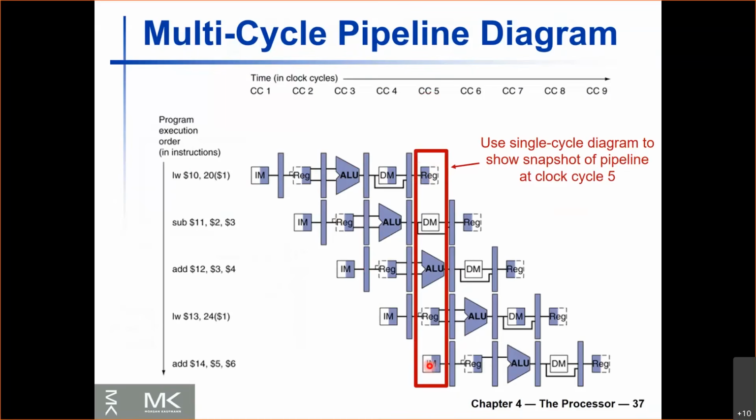So here we know that the add instruction is going to be in the instruction fetch stage. Here it's IM because it's saying instruction memory. So here we're labeling the resource, not the name of the stage. Okay. Here the load word is going to be in the instruction decode stage. Add is going to be in the execute stage.